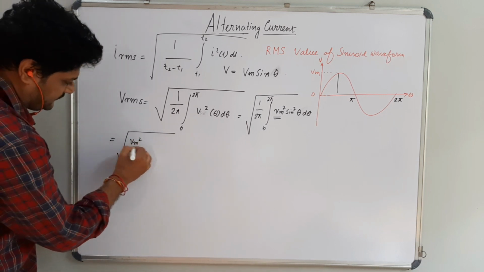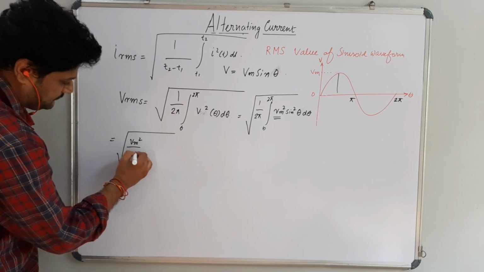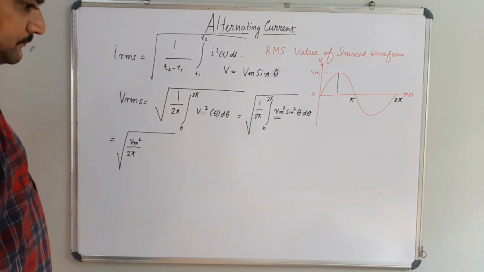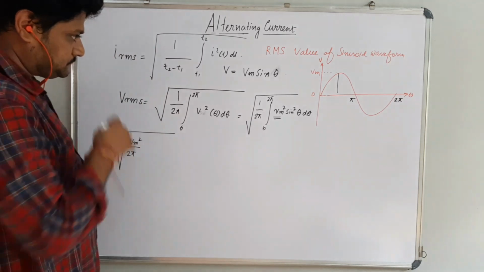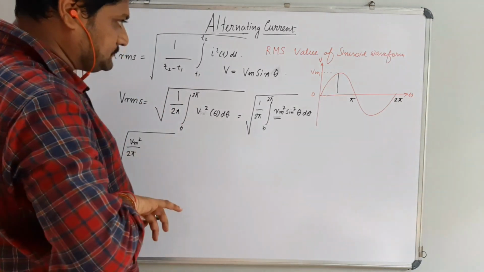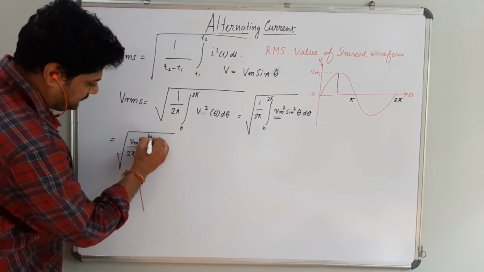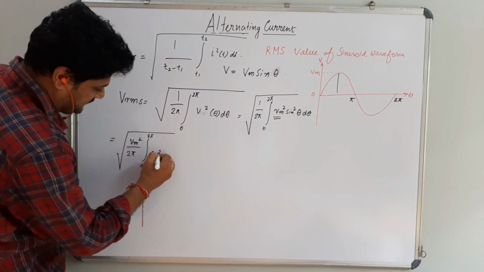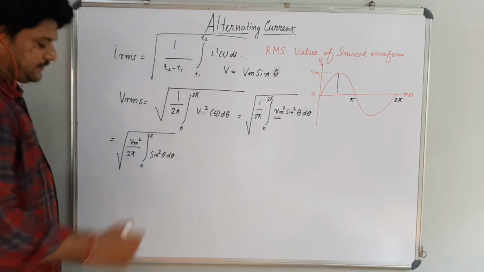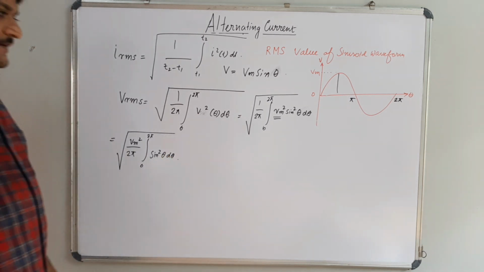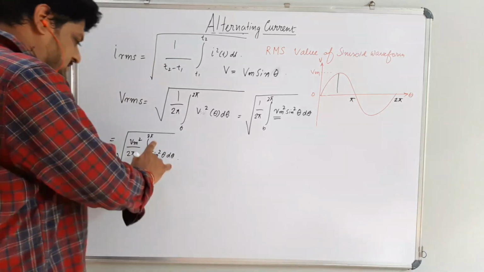So Vm square by 2 pi, integration of 0 to 2 pi sine square theta d theta. Okay, so what is the sine square theta d theta? It is not a sine theta, it is a sine square theta d theta.